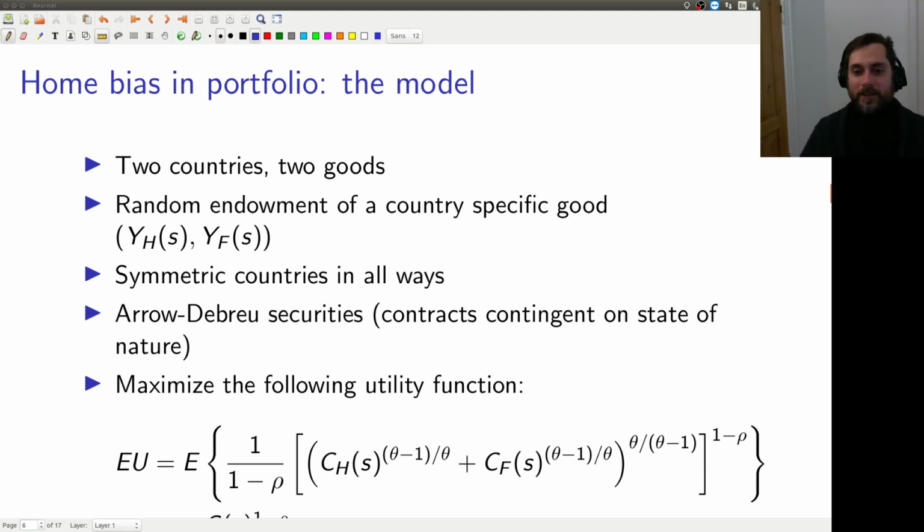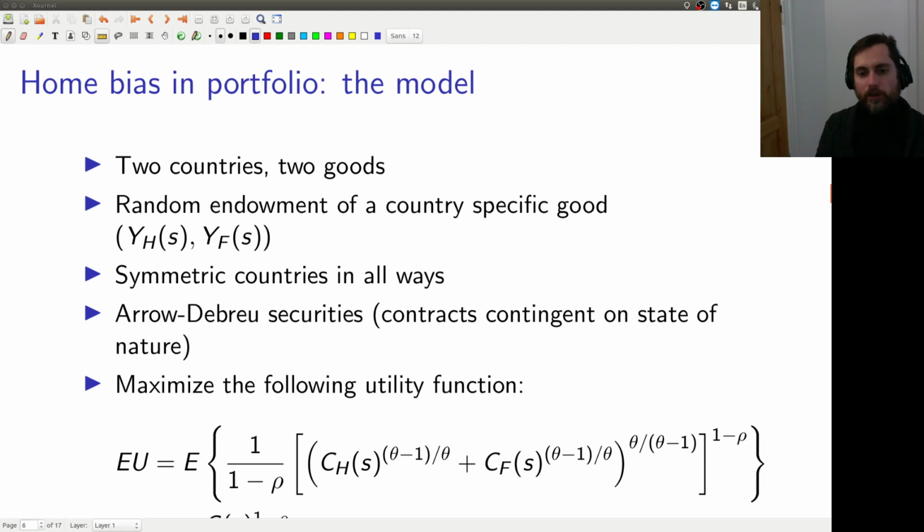All right, so we're going to have a random endowment of a country-specific good. Home is always going to be endowed with the home good, and foreign is always going to be endowed with the foreign good. But the trick is that the amount they're endowed with is a random variable. It's going to depend upon the state S, some state of the world. We're going to assume that countries, ex ante, before they know what the state is, are symmetric, so everything is the same. The amount of endowments, the amount of labor, everything's the same.